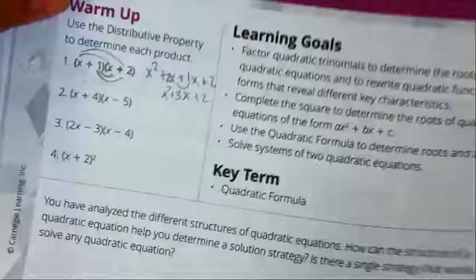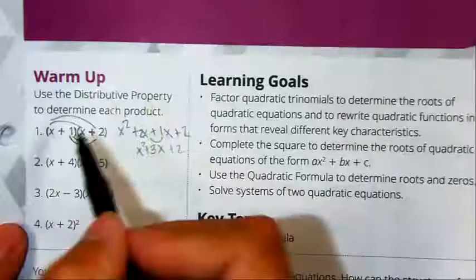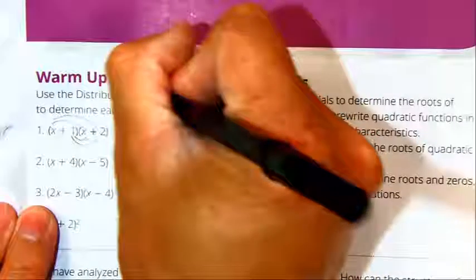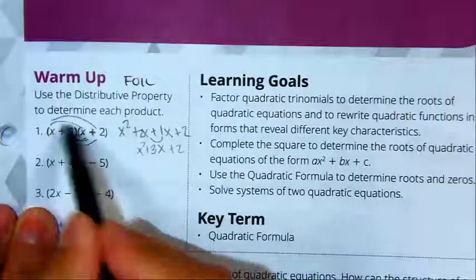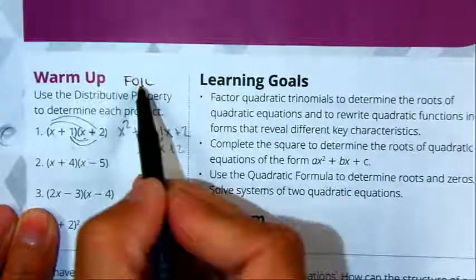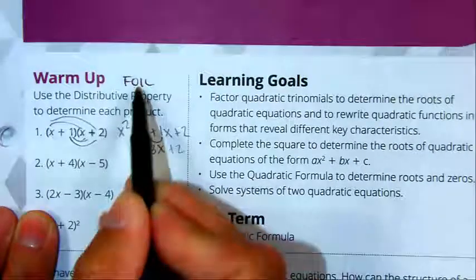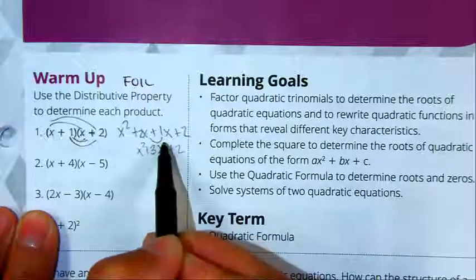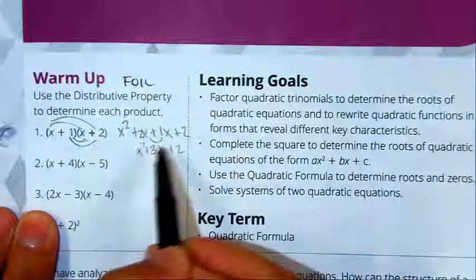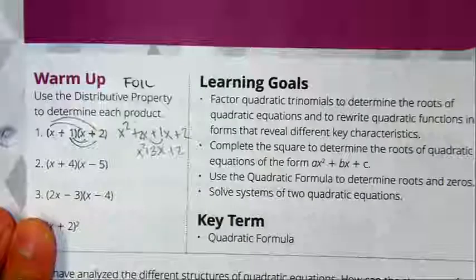Here it is. Alright, this student is using the acronym FOIL. First, you multiply x squared. O stands for the outside. X times 2 is 2x. I stands for the inside. 1 times x is 1x. Last is 1 times 2 is 2. And then they show the combined like terms, x squared plus 3x plus 2.